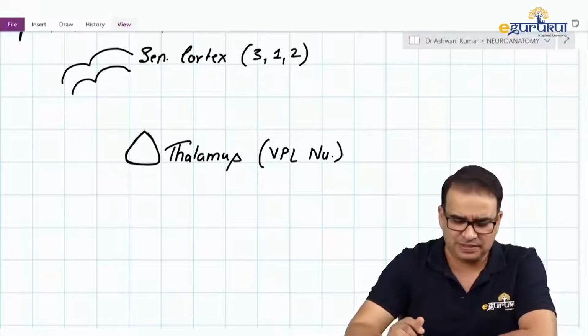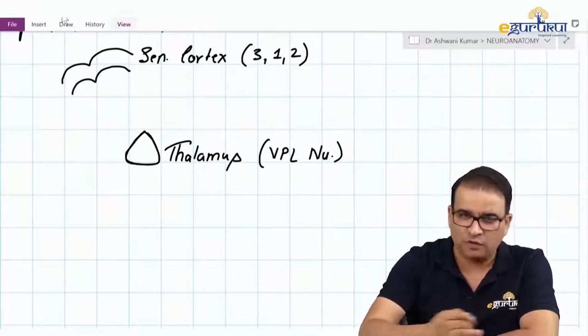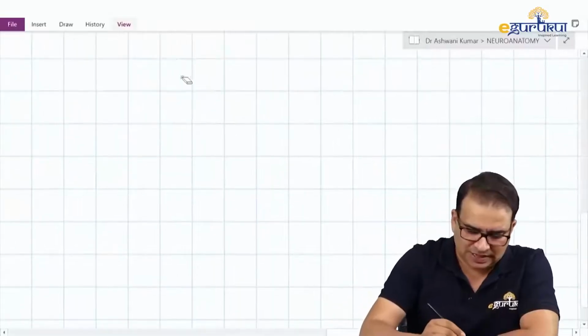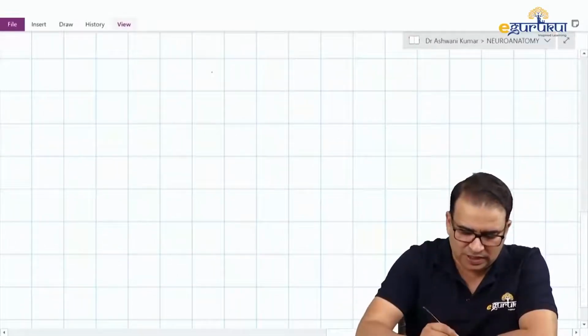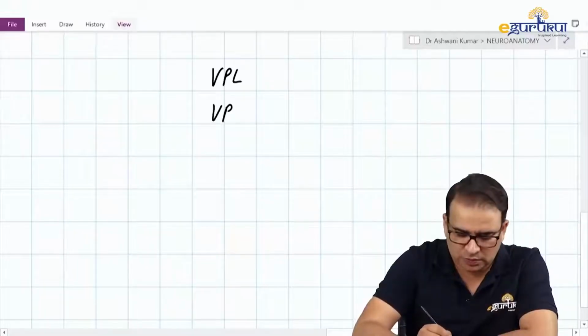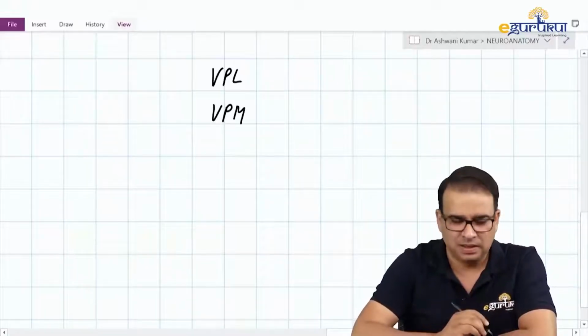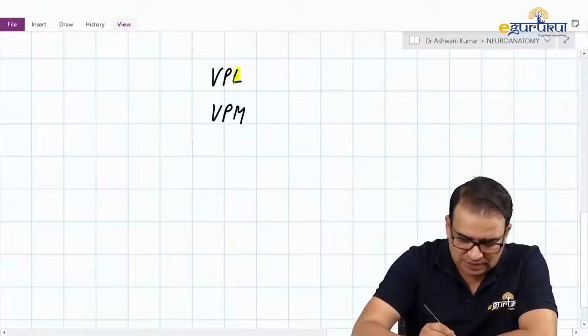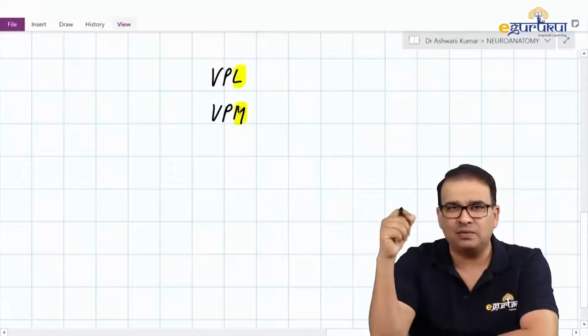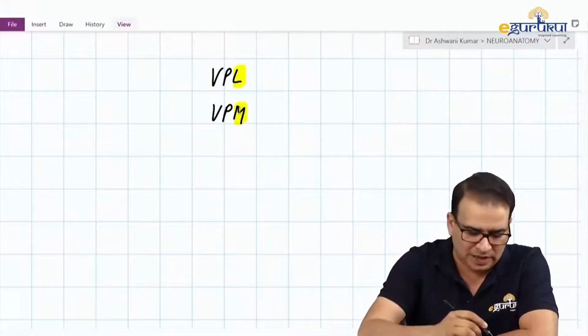That's a very easy way to remember it. If I may take you away from this discussion for one second, we'll come back to this. So we said the thalamus has an important nucleus called VPL, that is ventro-posterior-lateral, and there's a nucleus called VPM, ventro-posterior-medial. Think of these words. These are the two words which are different here. Ventro-posterior is there in both. One is lateral, one is medial. So L and M will help you here.